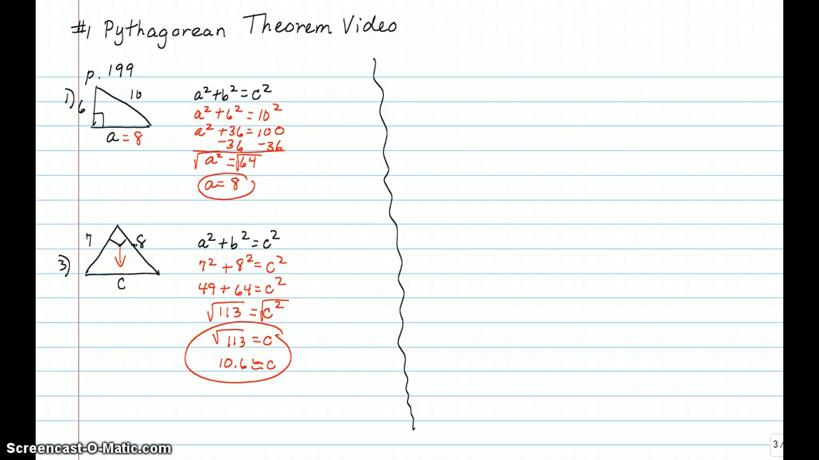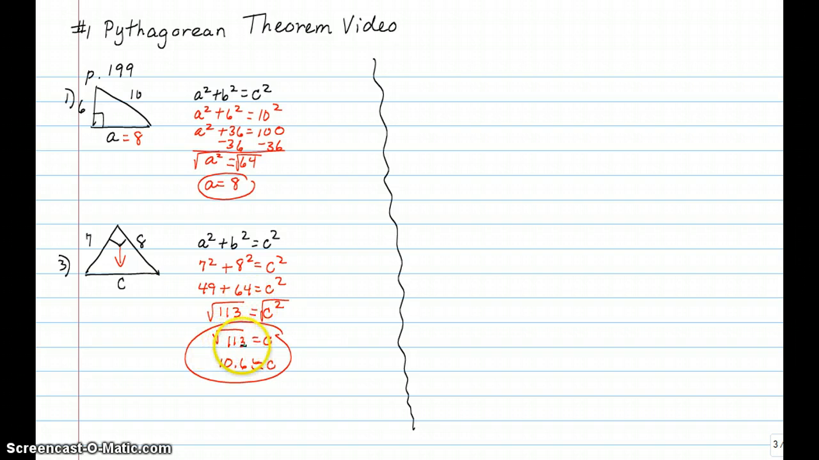Now, on this one, you are finding the hypotenuse, because the hypotenuse is directly across from the right angle. So your a squared is going to be 7 squared, your b squared is going to be 8 squared, equals c squared. 7 squared is 49, 8 squared is 64, which equals c squared. 49 and 64, just do 40 and 60, which is 100, 9 and 4, which is 13, so 113. 113 equals c squared. To isolate c, you take the square root of c squared and get c, and take the square root of 113.